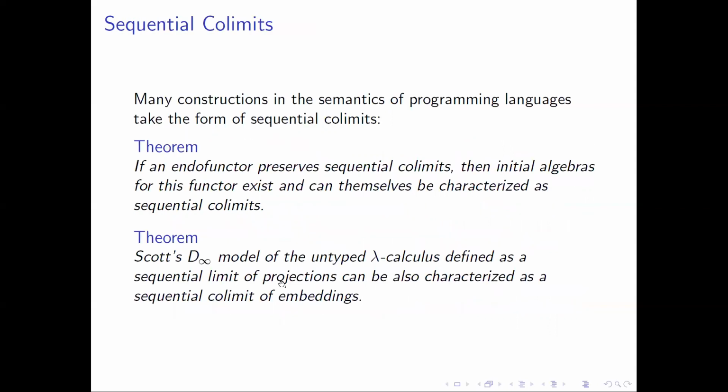Let's look at why a computer scientist should care about something mathematical like a sequential colimit. And that's because many constructions in the semantics of programming languages in fact take the form of sequential colimits. For example, there's a standard fixed point theorem, I think originally due to Adamek, that says that if we have a category with an initial object and colimits, and then we have an endofunctor that preserves sequential colimits, then it has initial algebras, and such an initial algebra can be explicitly constructed as a sequential colimit.